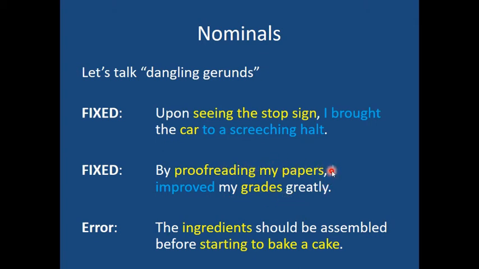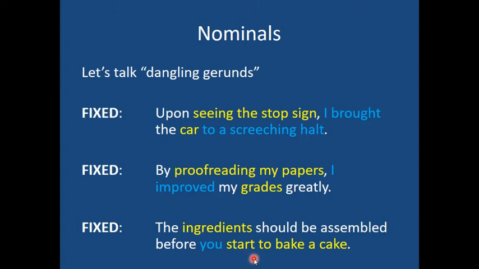But you can also do it another way. If you don't feel like changing the subject, which I did in the first 2 examples, the other solution is to get rid of the gerund and simply change it if you can. So I might say something like, "The ingredients should be assembled before you start to bake a cake." You'll notice there that I got rid of the gerund, the -ing, and simply made it into, as we're going to find in our next unit, what we're going to call an adverb clause.